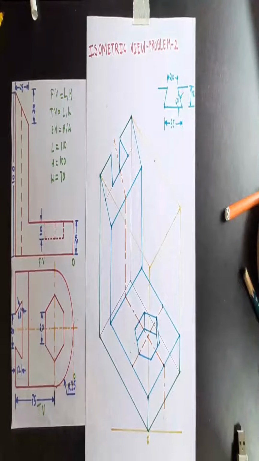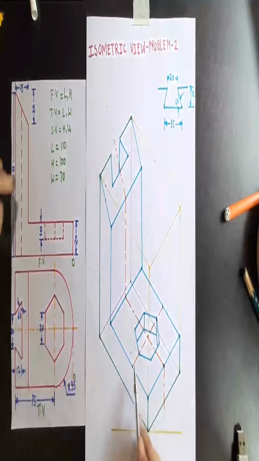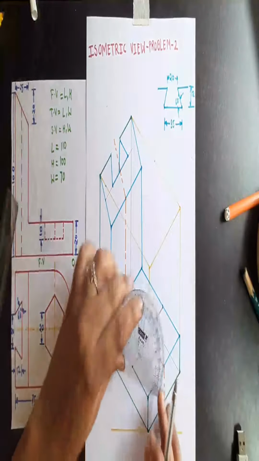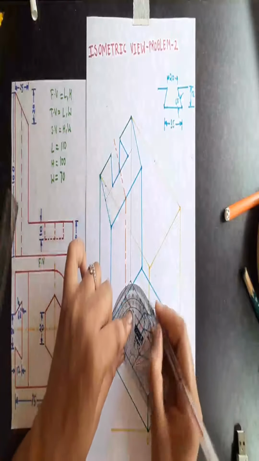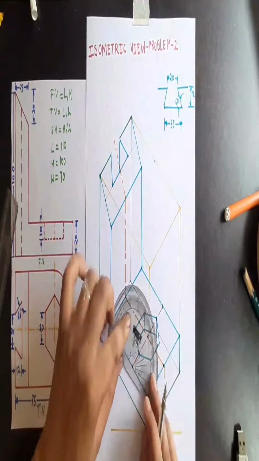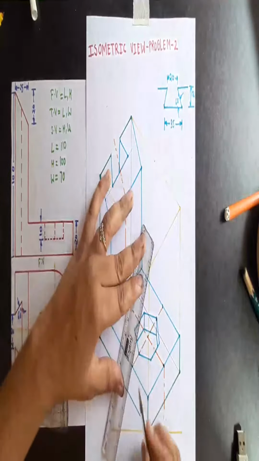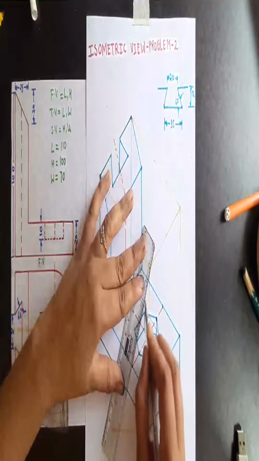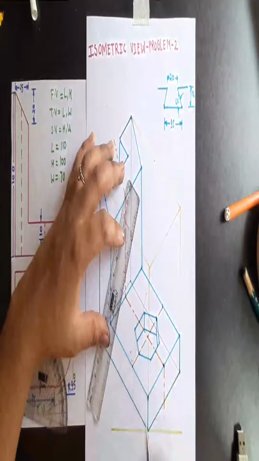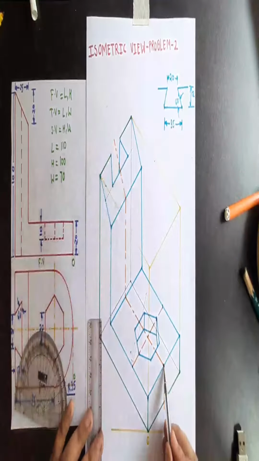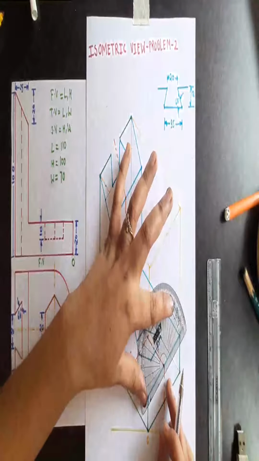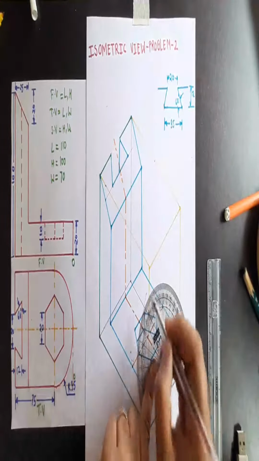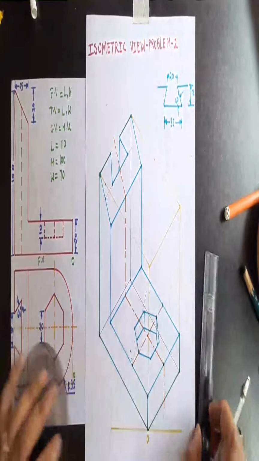Now draw the actual perpendiculars from all these 3 points. So you can take the protractor. Let's start from this point. So draw the actual perpendicular from this one. So this is my actual perpendicular. So this is the 90-degree line. Okay. Similarly, from here also draw the actual perpendicular like this.